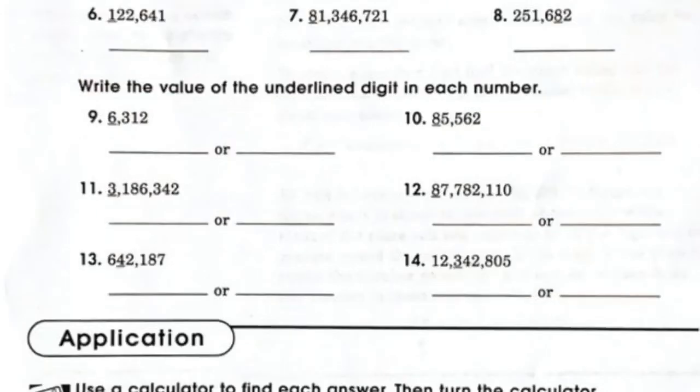Our second exercises are right here, and it's write the value of each underlined digit. Now, there are 2 ways that we have to do this. The first way is it says it's in the 6, and I'll let you write the number 6,000. So you can write 6,000, or you have to write it out as 6 with a comma followed by 3 zeros.